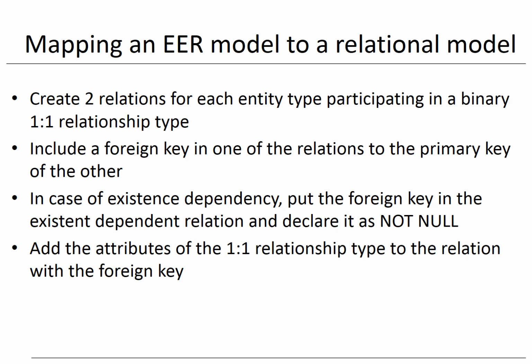Once we have mapped the entity types, we can continue with the relationship types. We create two relations for each entity type participating in a binary one-to-one relationship type. The connection can be made by including a foreign key in one of the relations to the primary key of the other. In case of existence dependency, we put the foreign key in the existence dependent relation and declare it as not null. The attributes of the one-to-one relationship type can then be added to the relation with the foreign key.